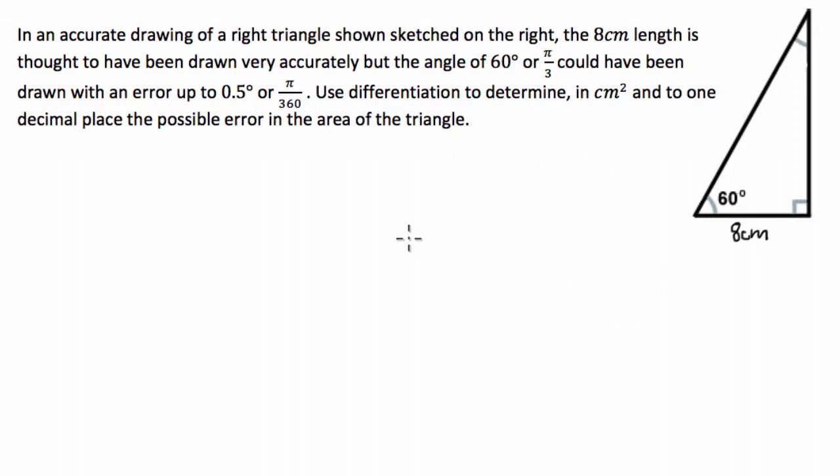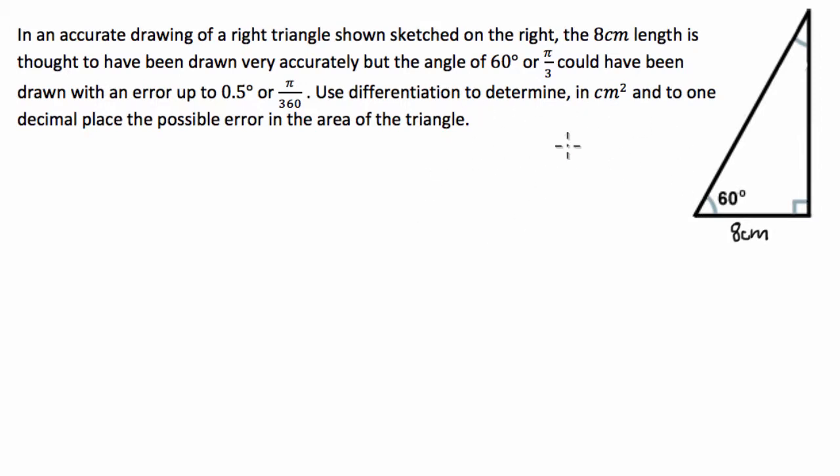G'day guys, we've got an applications of calculus question today where we're going to be using incremental change. Now what we have here is an accurate drawing of a right-hand triangle sketched over here. The 8 centimeter length is thought to have been drawn very accurately, but the angle of 60 degrees could have been drawn with an error of up to 0.5 degrees. So we have to use differentiation or calculus to determine, in centimetres and to one decimal place, the possible error in the area of the triangle.